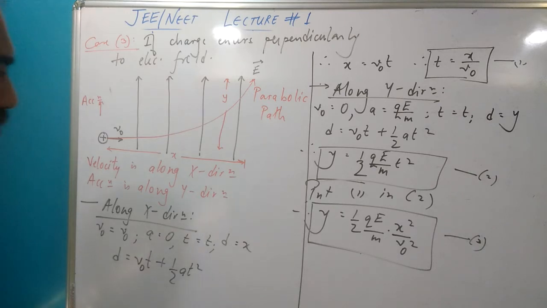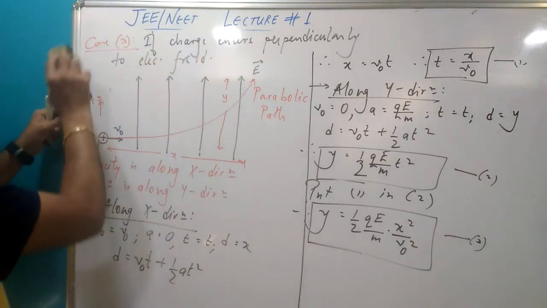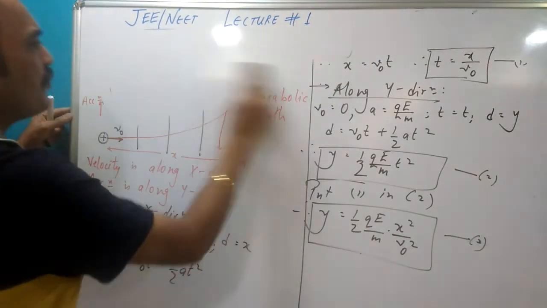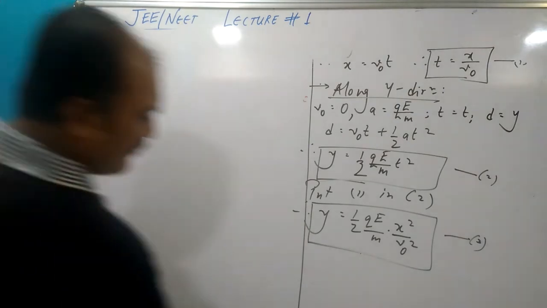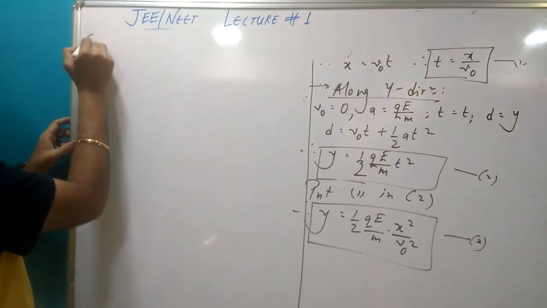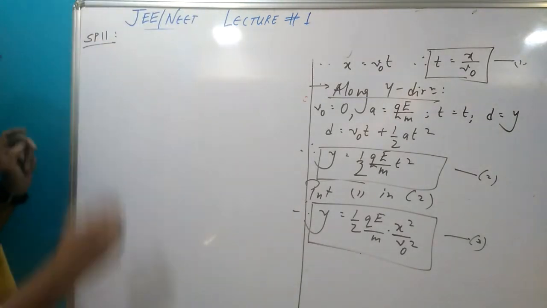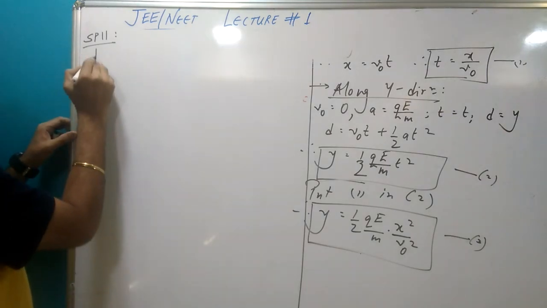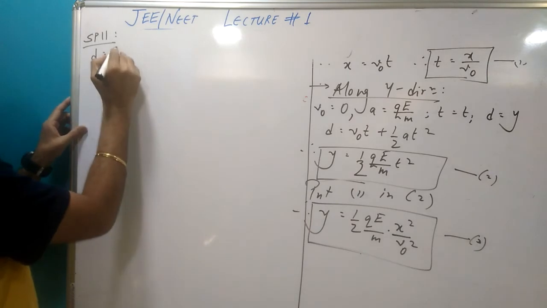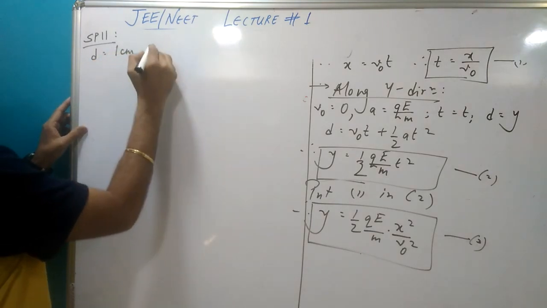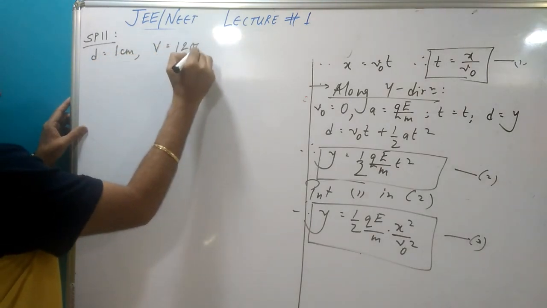I will write down the problem for you. I will put down the data for you. So let me put down the data. They have given us the distance between the two plates as 1 centimeter, and the potential difference V as 1200 volts.